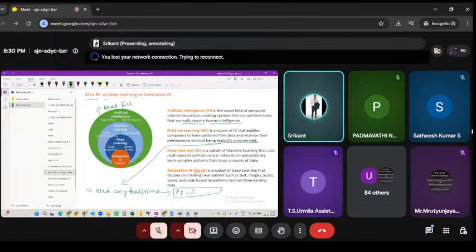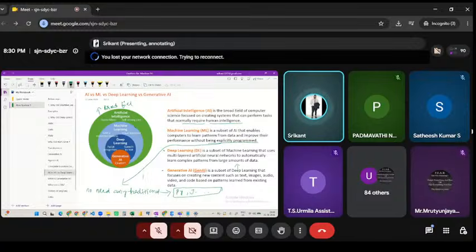Okay, next, what is deep learning? It is a subset of machine learning that uses multi-layer artificial neural networks to automatically learn complex patterns from a large amount of data. I have already explained that it requires a lot of data to predict something by using a neural network. Then what is Gen AI? Gen AI is a subset of deep learning that focuses on creating new content.